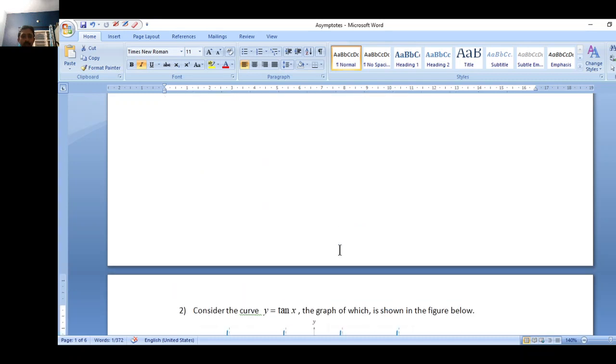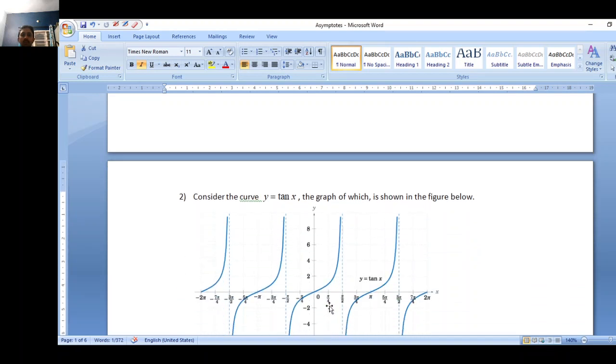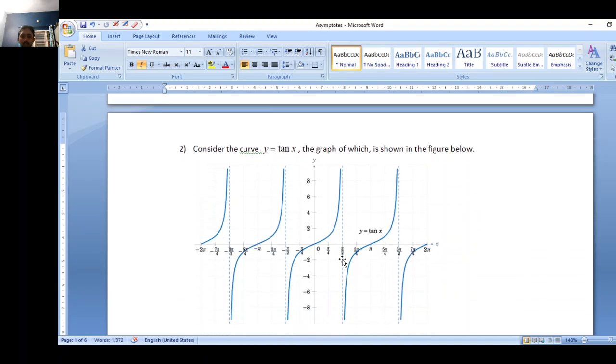The next example would be about the curve y equals tan x. I'm talking about the tan function, trigonometric function. So we look at the graph of the function y equals tan x. As you can see here, this is the graph of the tan function. So from minus pi by 2 to plus pi by 2, the graph of tan x is like this. And because it is a periodic function of period pi, it repeats itself after every period of pi units. So this is the graph of y equals tan x.